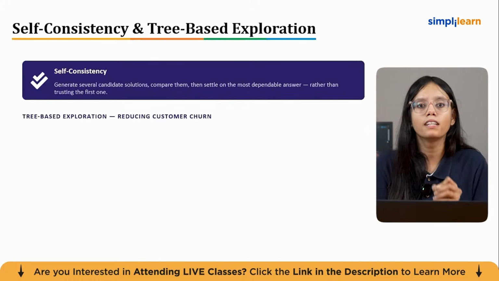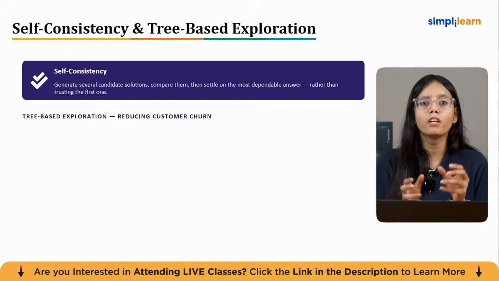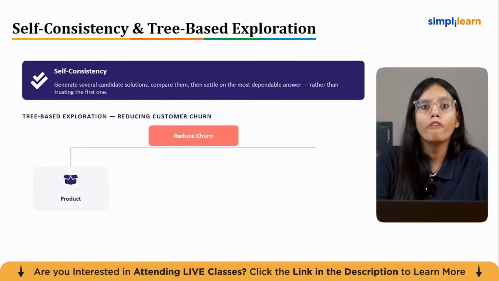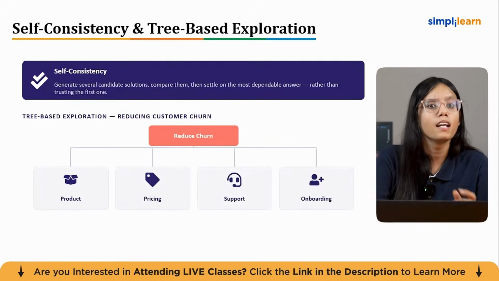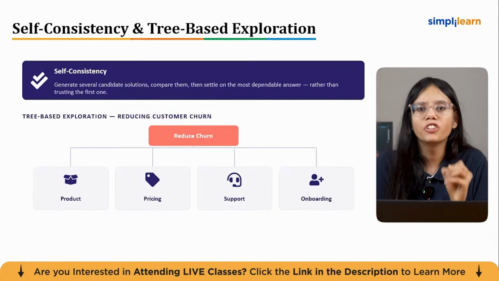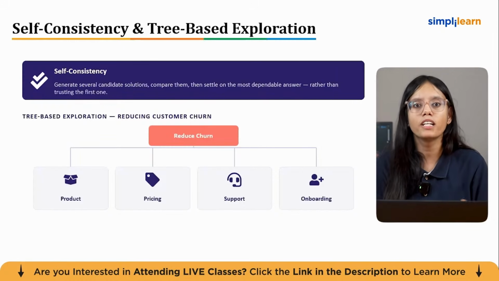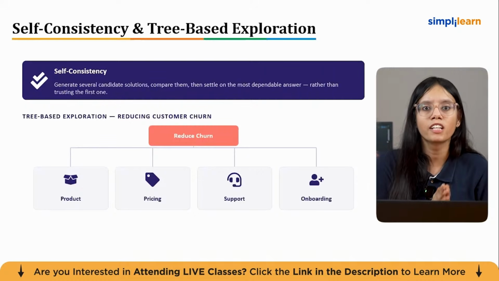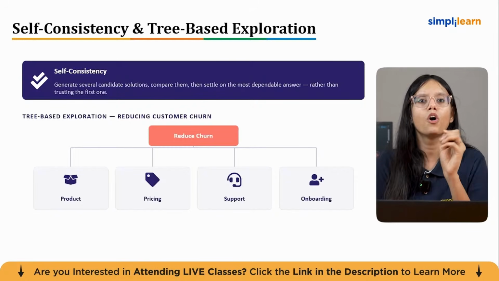Then we have tree-based exploration. Rather than following only one path, the problem can be explored through several possible branches. For example, suppose you are trying to reduce customer churn. One path might investigate product problems, another path might investigate pricing, another could examine customer support, and another could examine onboarding. Each branch represents a potential direction. The most useful directions can be evaluated further. So this style of structured exploration can be valuable for planning, problem solving, strategy, and other complex tasks where there may not be an immediately obvious path.